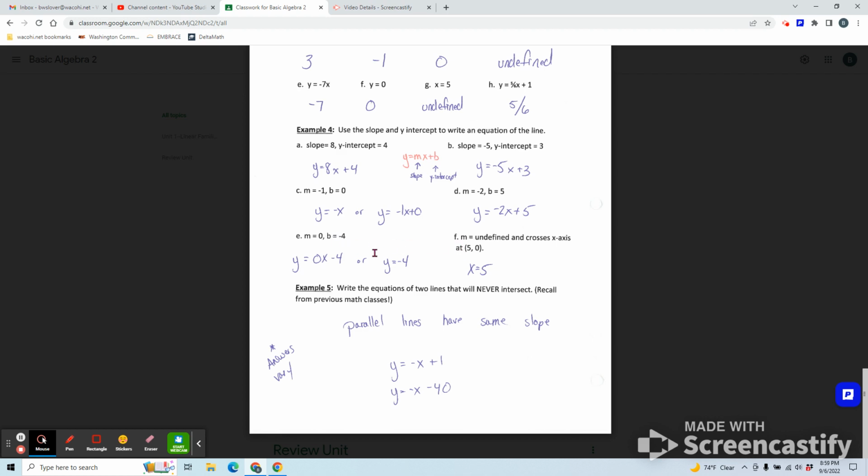Letter E and F are both the special cases. Slope is 0, so right away, if you have a slope of 0, you should be thinking horizontal line. So I have a horizontal line at negative 4. Y equals negative 4. My b value, my y-intercept, is negative 4. You can also write it as y equals 0x minus 4, however, it's more common to write your equation the first way. And then the last one, I have a slope that's undefined, so that means it is a vertical line. And here's my x value of 5. So I have a vertical line of x equals 5.